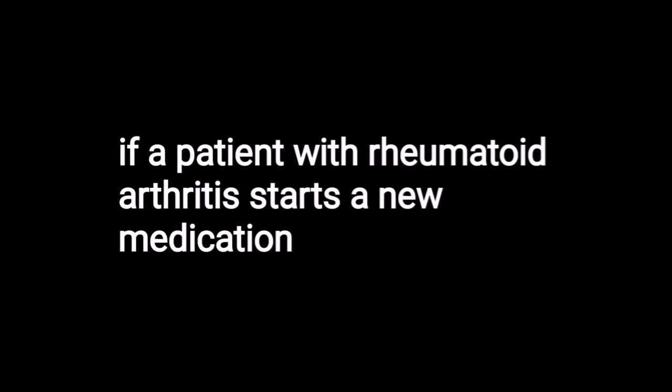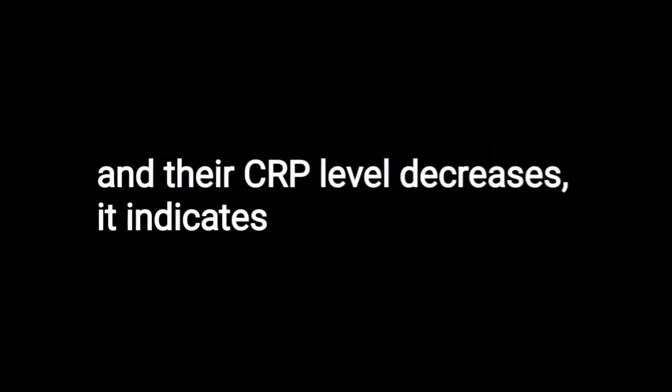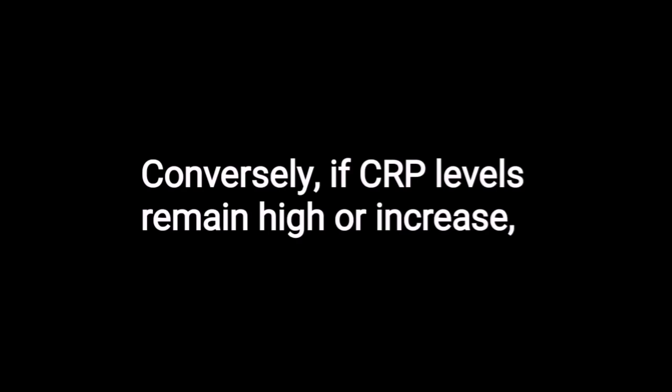For example, if a patient with rheumatoid arthritis starts a new medication and their CRP level decreases, it indicates that inflammation is reducing and the treatment is likely effective. Conversely, if CRP levels remain high or increase, it may suggest a flare-up or insufficient response to treatment, prompting further evaluation.